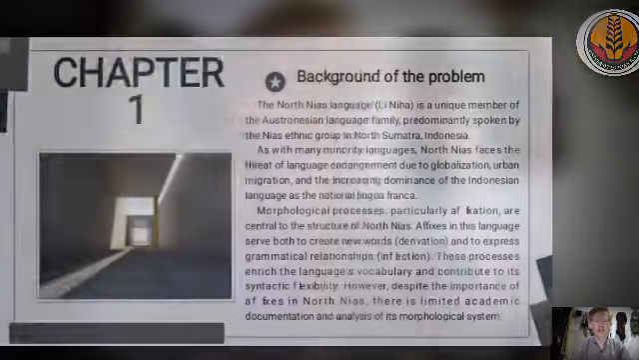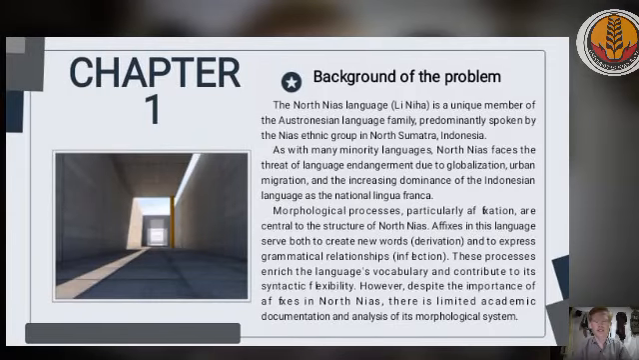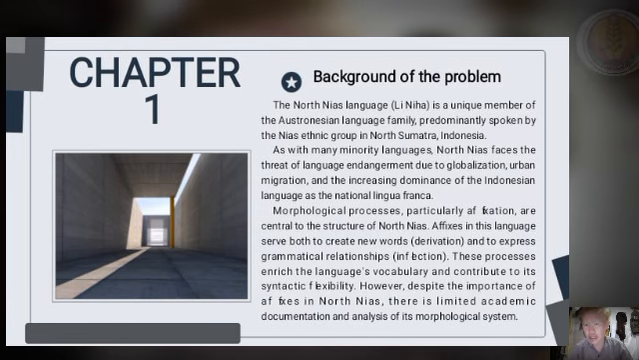Okay, go ahead with the background of the research. In the background of the research, the North Nias language, or Li Niha, is a unique member of the Austronesian language family, predominantly spoken by the Nias ethnic group in North Sumatra, Indonesia.